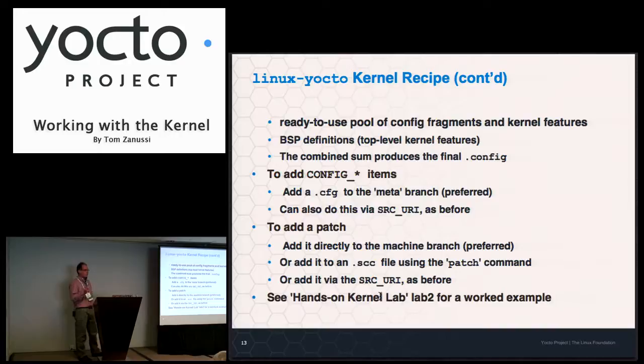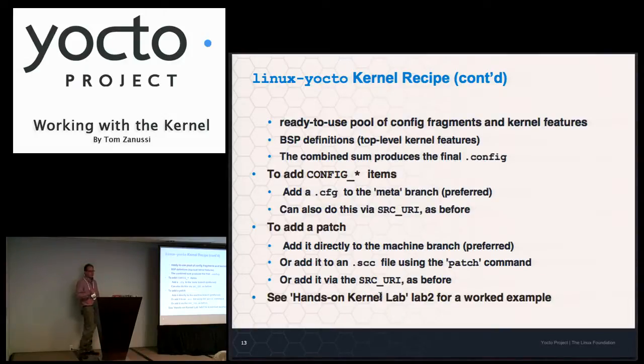The meta branch also contains BSP definitions. These are the starting points for a particular machine to be built. And these are kernel features as well, but they're top-level kernel features. When building the kernel, the build system looks for the top-level kernel feature for a particular machine and finds it. It starts the process of everything that's included within that feature, config fragments and so on, and the end result of all that is, for instance, a .config that's used to build the kernel.